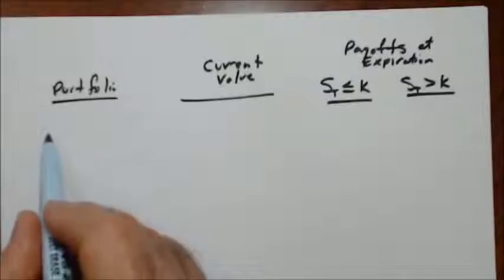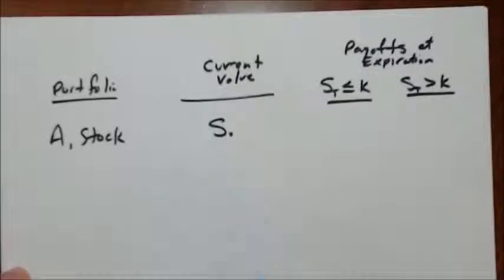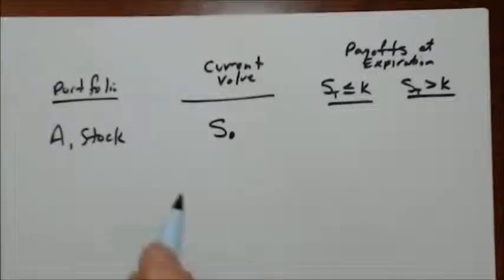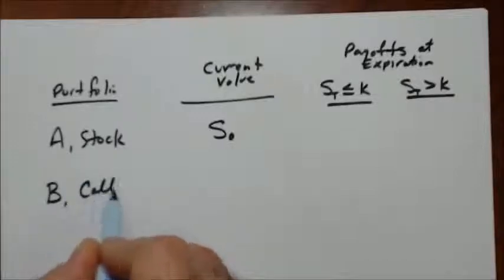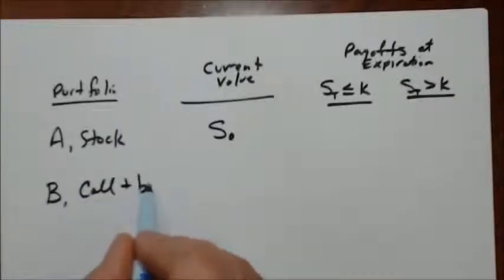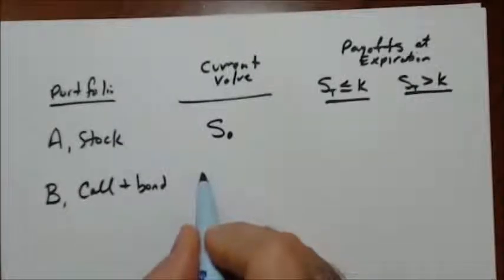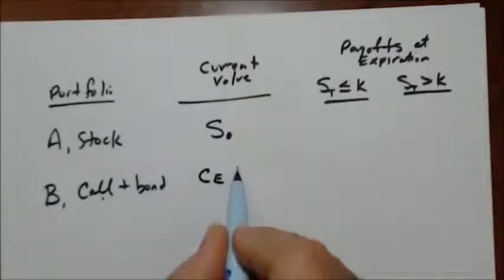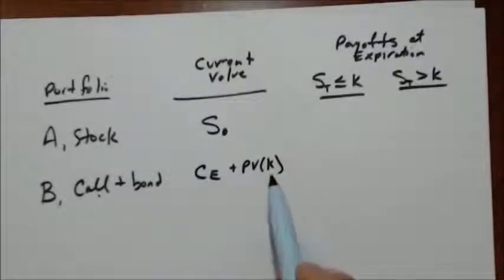Okay, portfolio A is a stock. We're going to own a stock, and that stock is worth S subscript 0 today. Okay, and we're going to compare that to a portfolio B, which is made up of a call option, a European call, plus a bond. Okay, and the value of this portfolio is CE for the call plus the value of the bond. And the value of the bond that we're going to do is we're going to compute the present value of the strike.